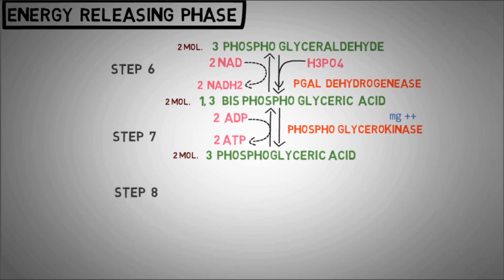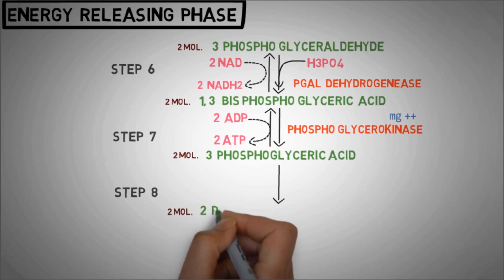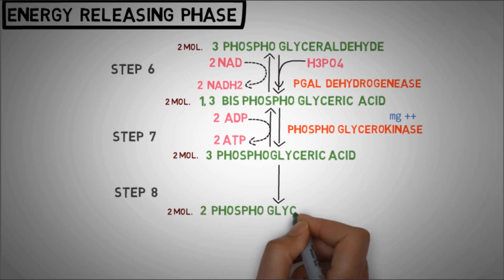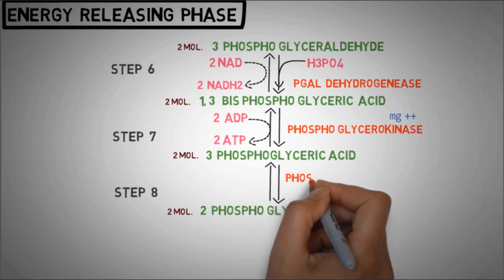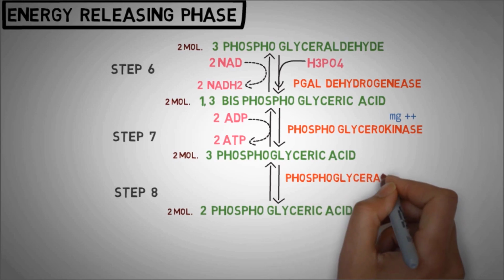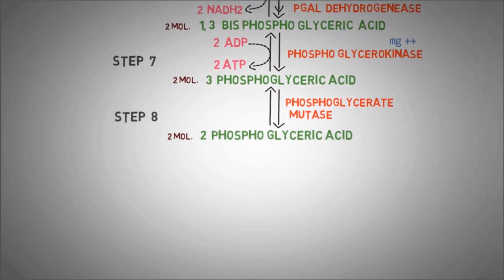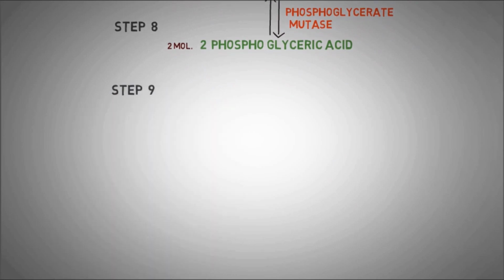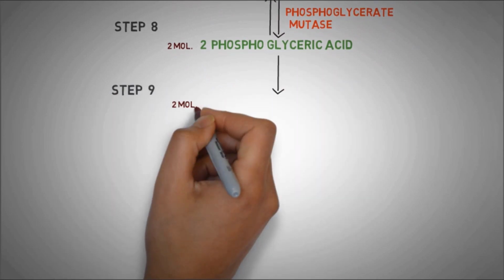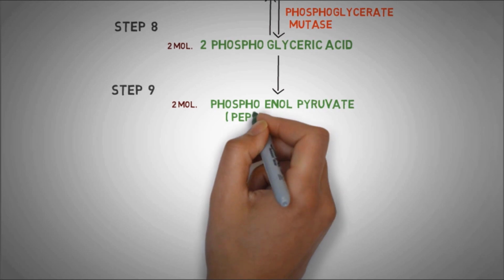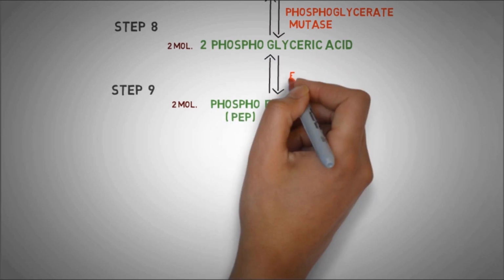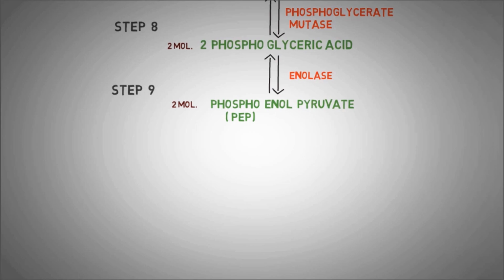In step 8, two molecules of 3-phosphoglyceric acid are converted into two molecules of 2-phosphoglyceric acid, which is a reversible reaction. The enzyme used in this reaction is phosphoglycerate mutase. In step 9, two molecules of 2-phosphoglyceric acid are converted into two molecules of phosphoenol pyruvate, which is commonly called PEP. It is a reversible reaction. The enzyme used is enolase. Two water molecules are lost in this reaction, and magnesium ions are also used.